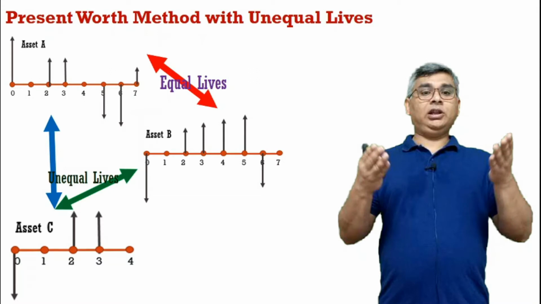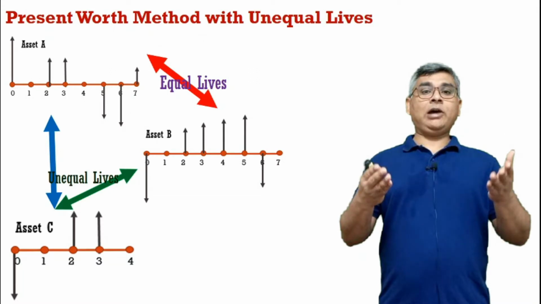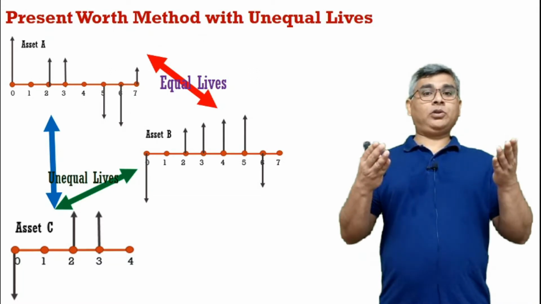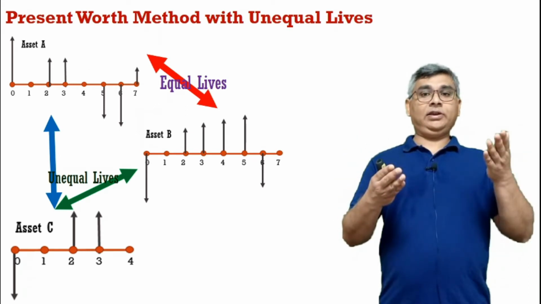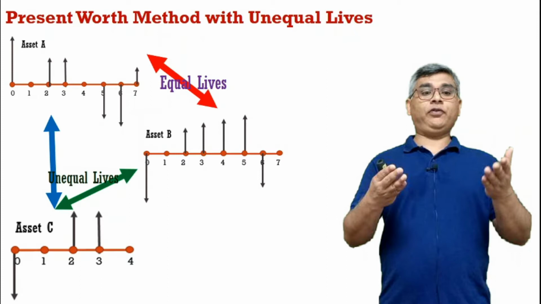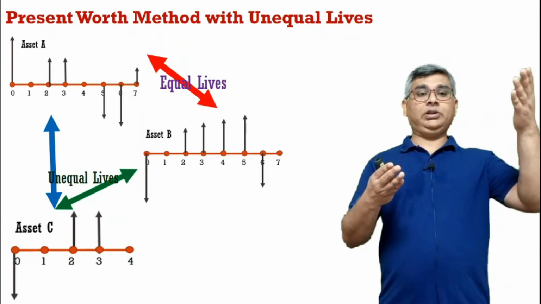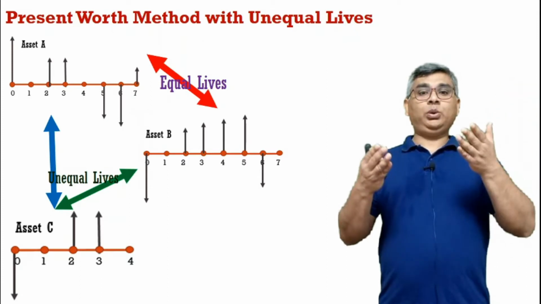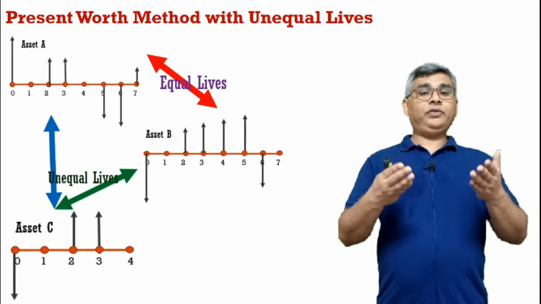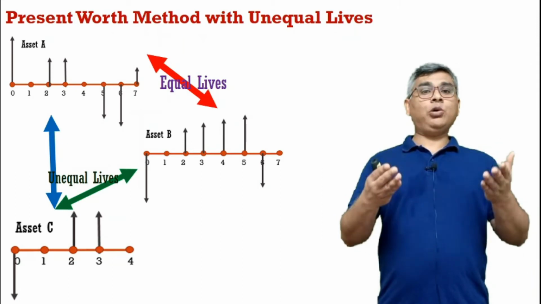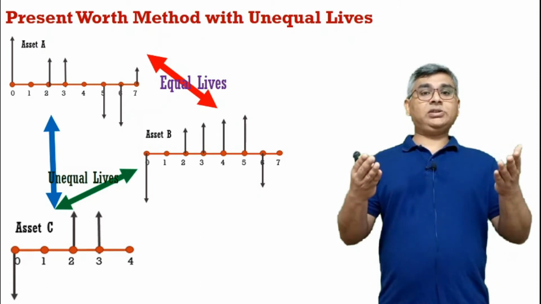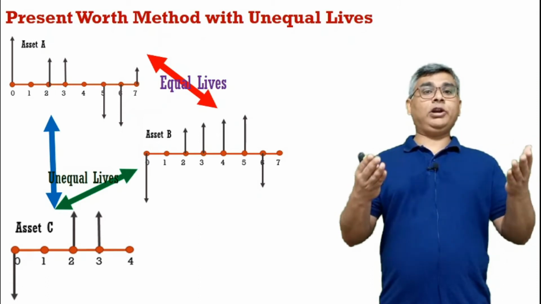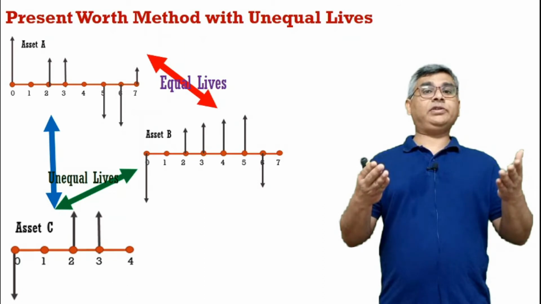Today we will take up a case where the economic alternatives have different lives. Say, for example, the comparison of asset C with A or asset C with B. So today we will discuss how the present worth method is applied when the economic lives of the alternatives are different.